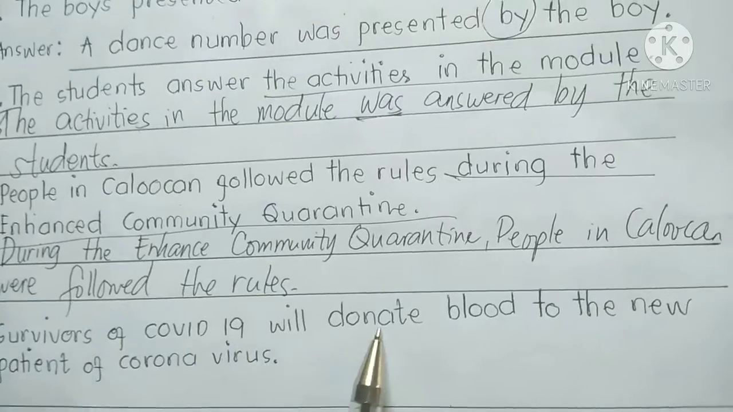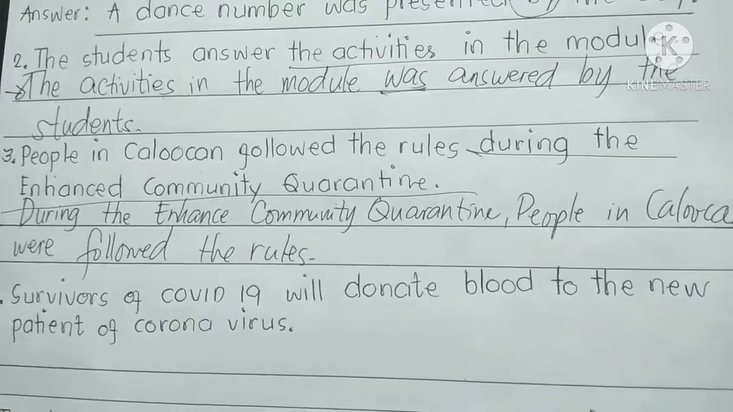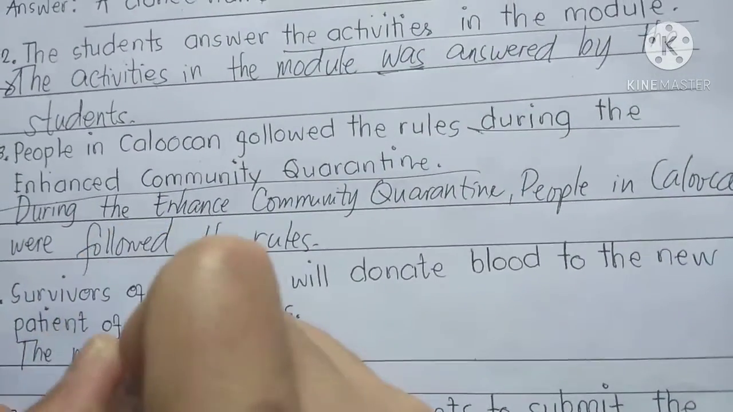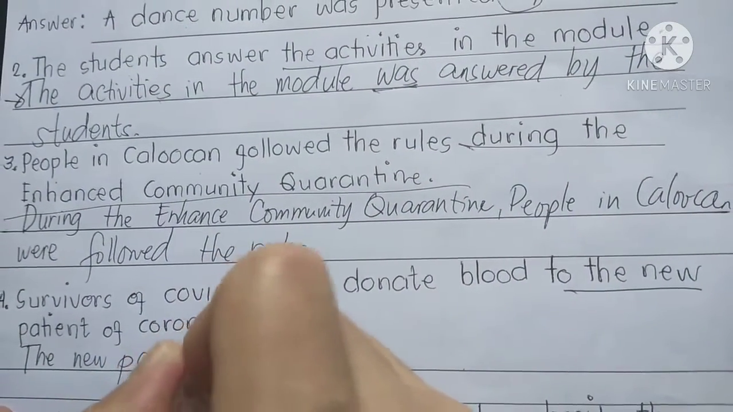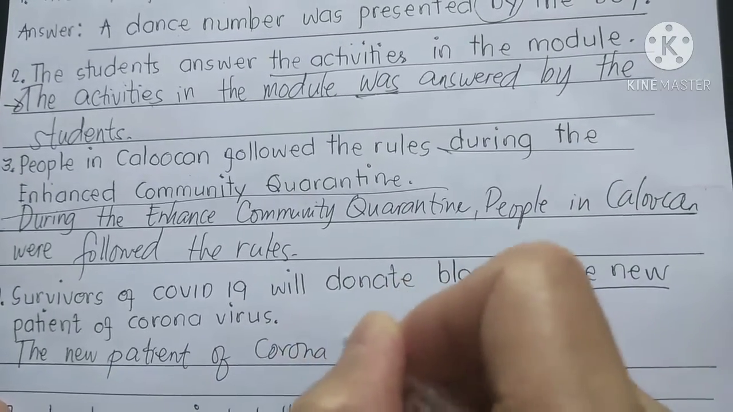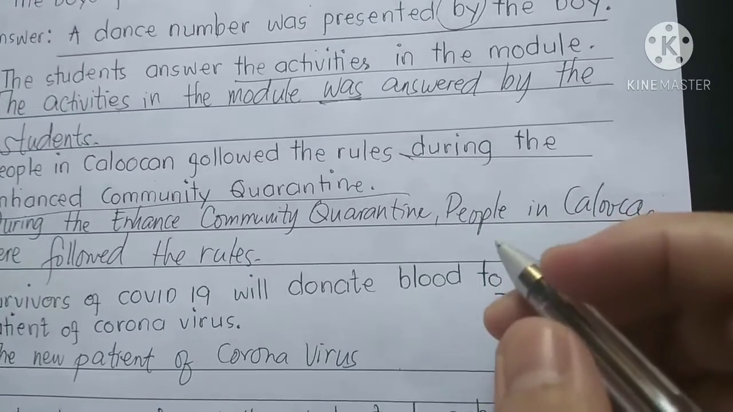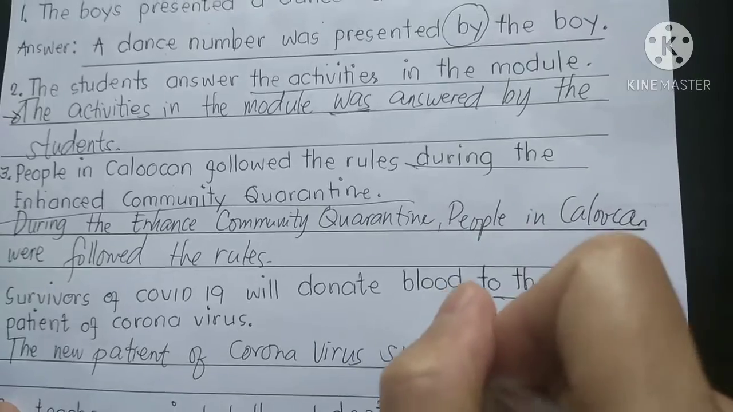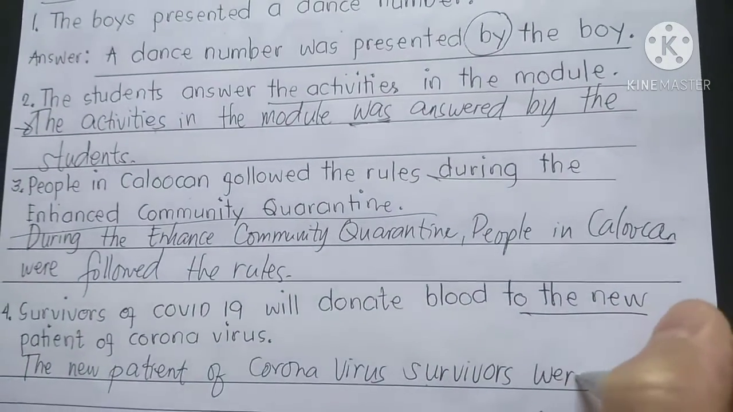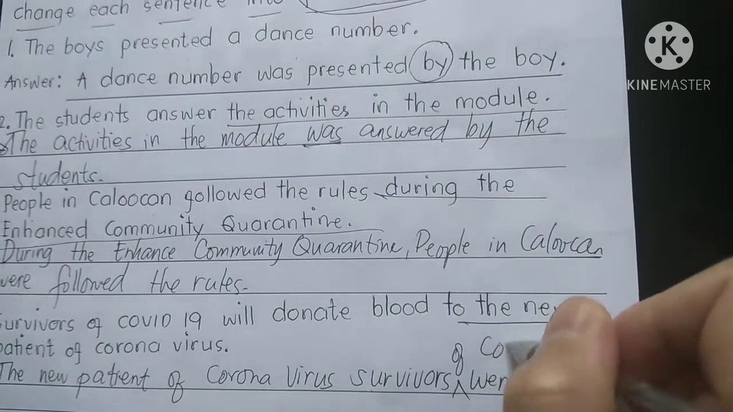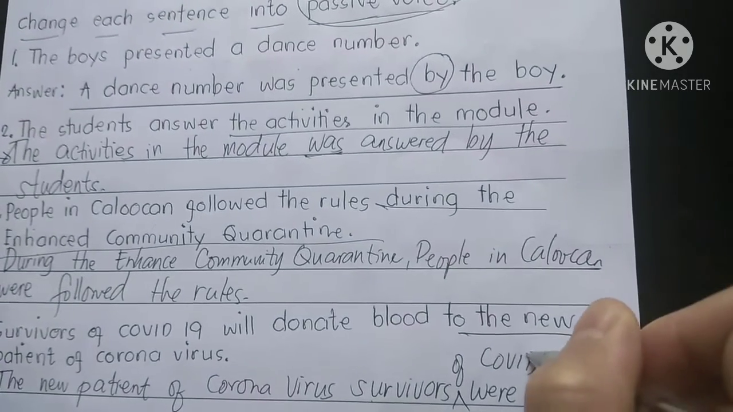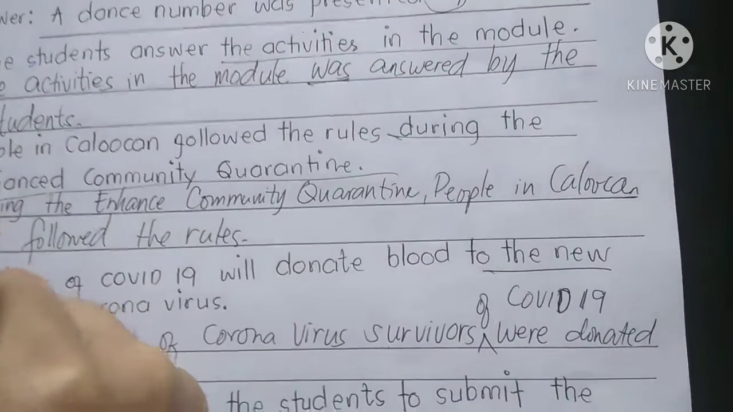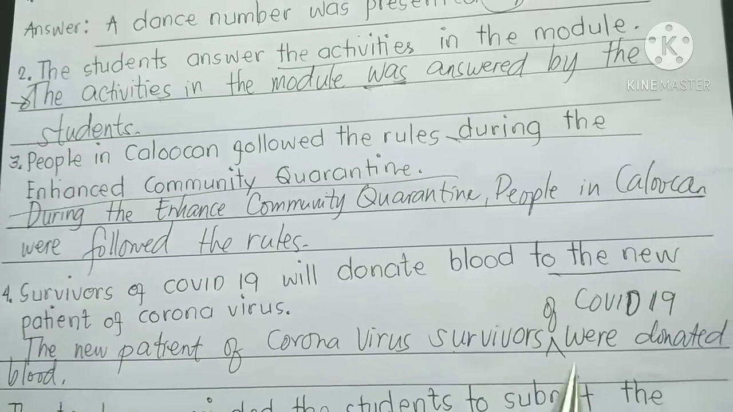4. Survivors of COVID-19 will donate blood to the new patient of coronavirus. Okay, we're going to change that. The new patient of coronavirus. Survivors, rather, of COVID-19, sorry guys, were donated. Okay, the new patient of coronavirus, survivors of COVID-19 were donated blood.